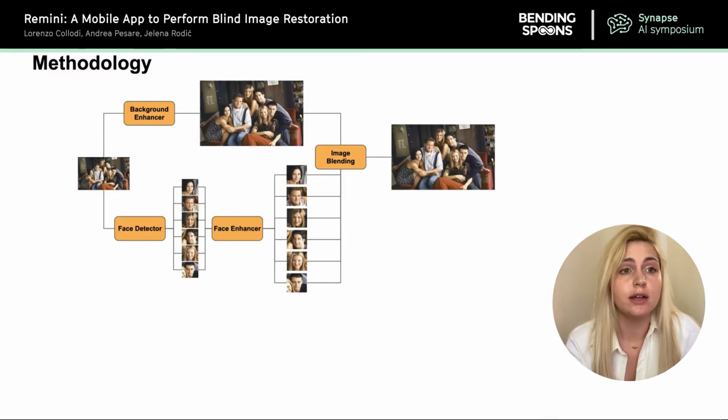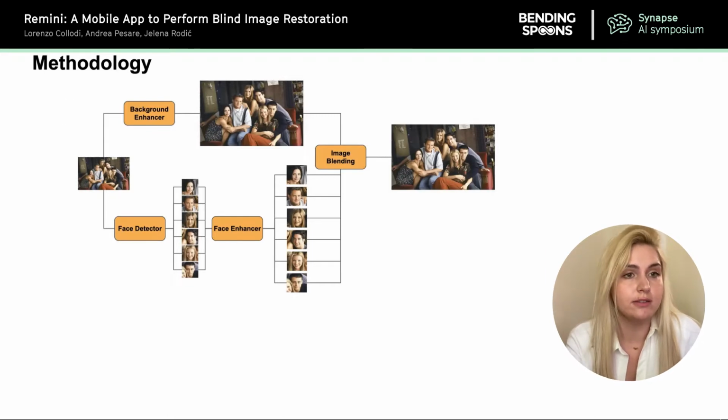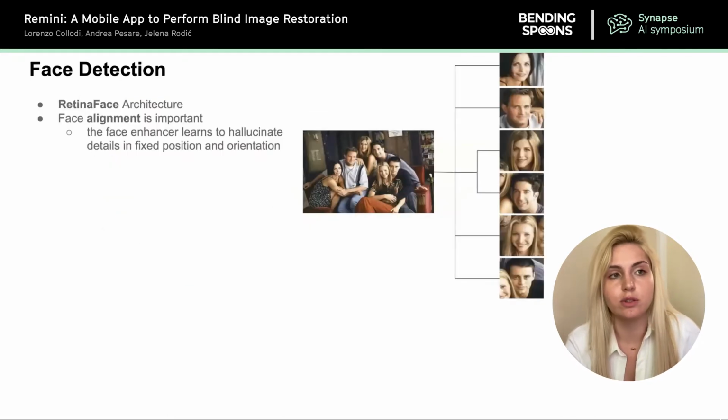Now that we established this, we need a face detector to crop the faces from the original image and feed them to the face enhancer. And we also need, in the end, the blending unit, which will help us combine all of this back together in a natural way. Let's go a little bit more into detail with all of these components.